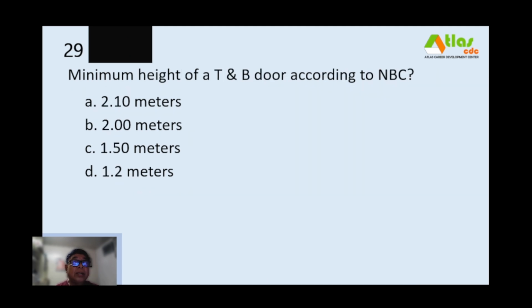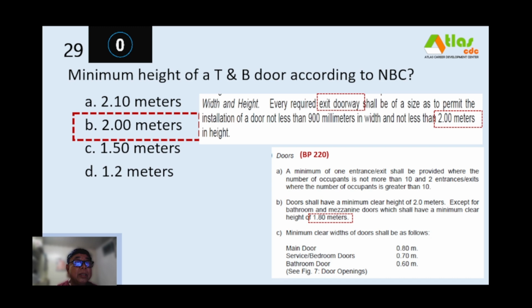So, number 29, minimum height of a TNB door according to NBC. A, 2.1 meters, B, 2 meters, C, 1.5 meters, and D, 1.2 meters. And our correct answer is letter B, 2 meters. So, every required exit doorway shall be of a size as to permit the installation of a door not less than 900 millimeters in width and not less than 2 meters in height. That is according to the NBCP.